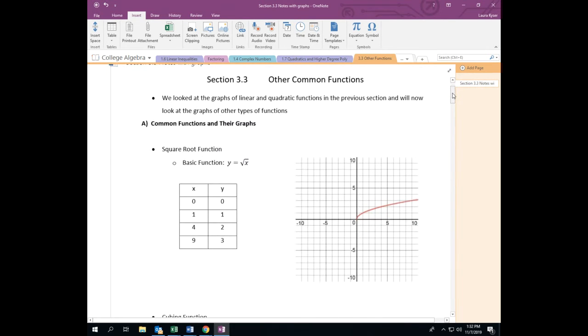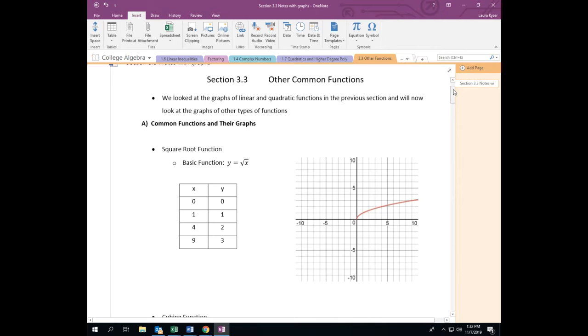And if you are asked to create one of these graphs, at this point what we're going to do is make a table. So I did a couple tables of some of these, and you can pull these notes up or pull these graphs up online and take a look. If you have a graphing calculator, you can also graph these with a graphing calculator and take a look.